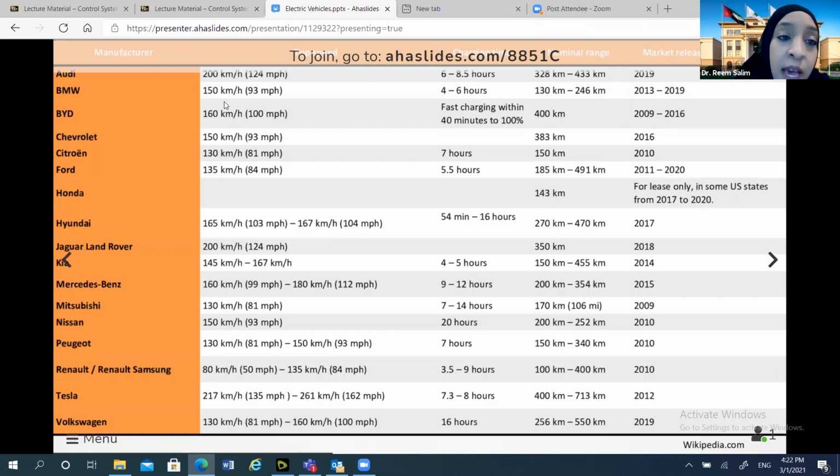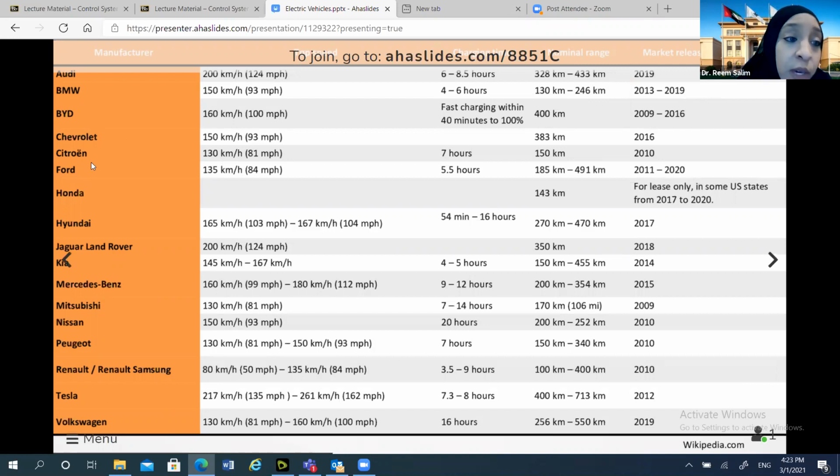BMW, on the other hand, has another car that gives you a top speed of 150 kilometers per hour. It needs 46 hours charging time, and the speed range is between 130 to 246 for the models that they have. They produced it between 2013 and 2019, and then they stopped producing that car. And then you can see other models as well.